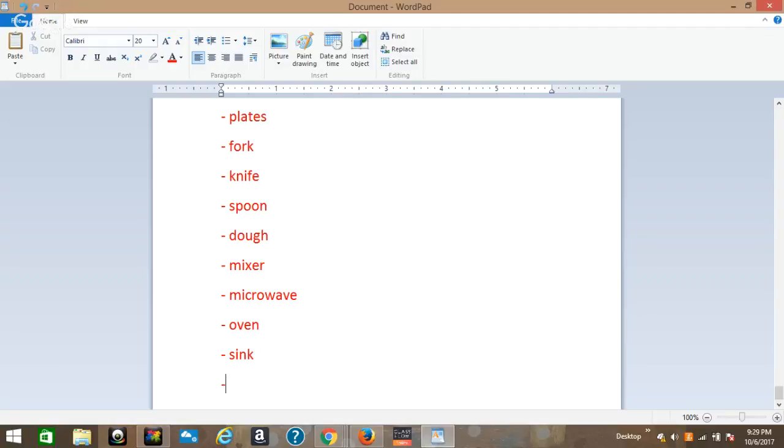A sink. Dishwasher, vacuum cleaner, countertop, uniform, apron, and a table. You know, a dishwasher. And math. Right.